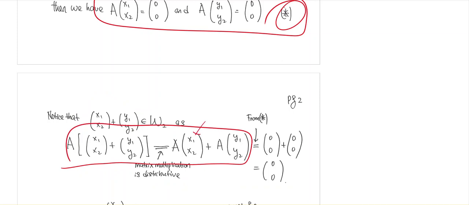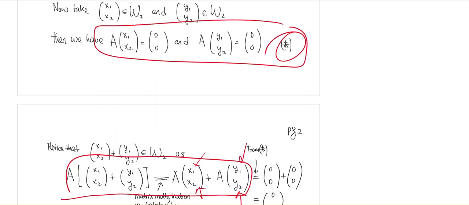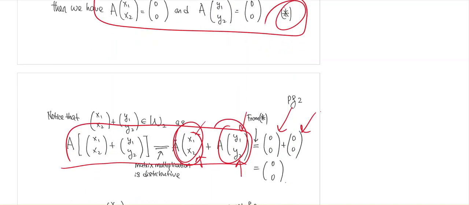And then x1 and x2 is not any 2 by 1 column vectors. y1, y2 is not any 2 by 1 column vectors. They are the elements from W2. So if they are the elements in W2, this part here will have to be 0. This part here will have to be 0. So the addition of these 0 vectors will give you 0 vectors.